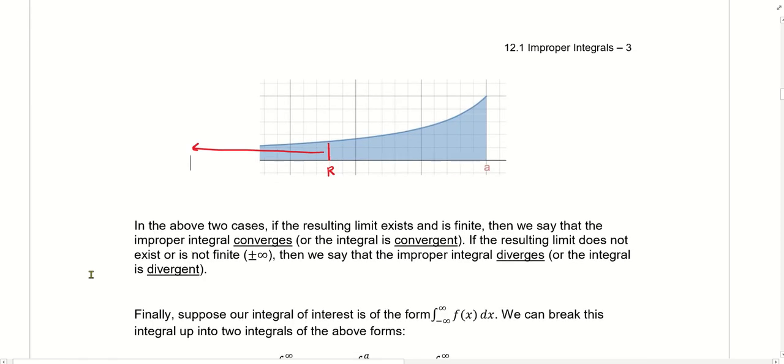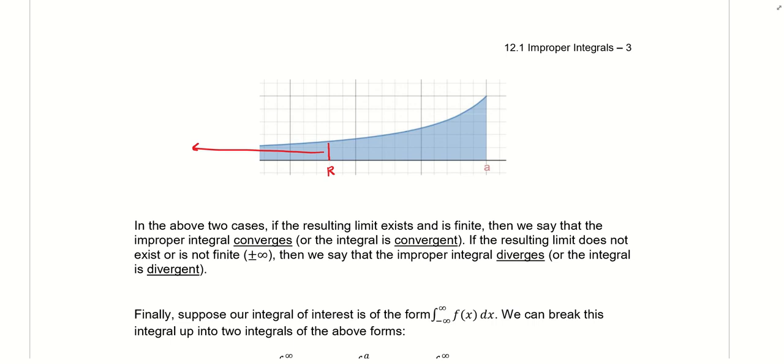Now, just a note about some vocabulary that we're going to start hearing in this set of notes. In those two cases that we talked about above, case A and case B, if we do this whole process and our resulting limit exists and is finite, then we say that the improper integral converges. In other words, it's giving us some sort of finite area as the result. So the improper integral converges, or equivalently, the integral is convergent.